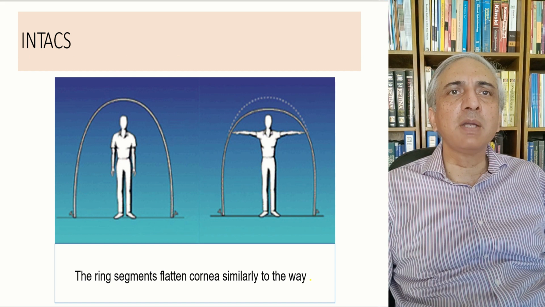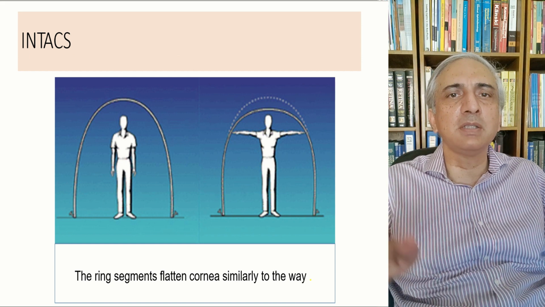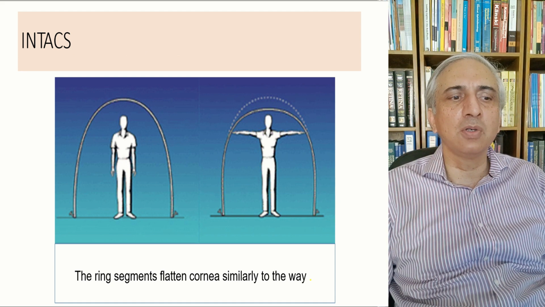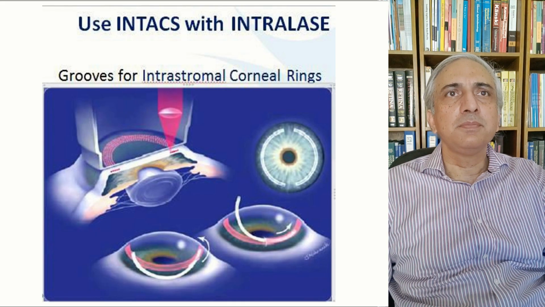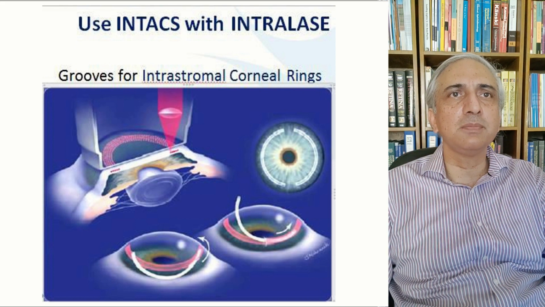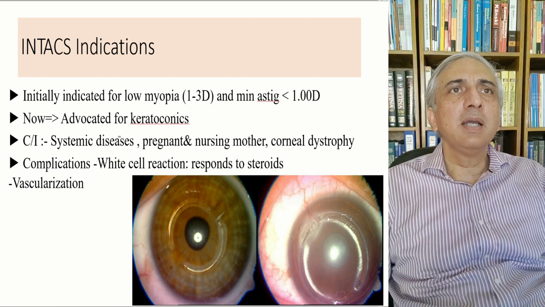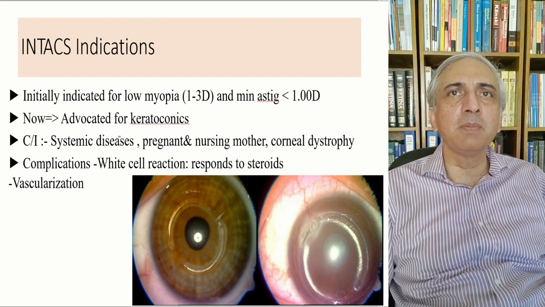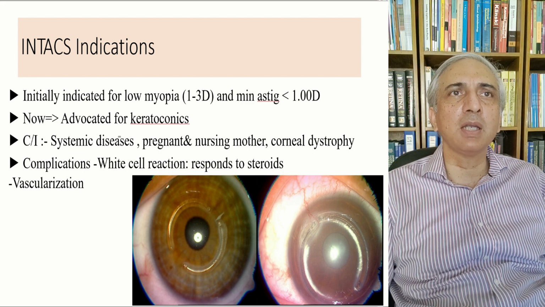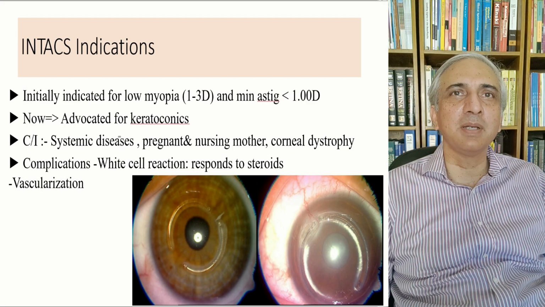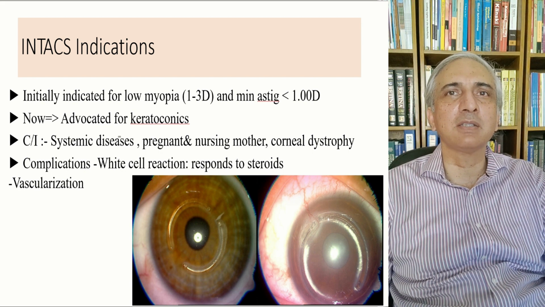So intacs, the ring segments, flatten the cornea in the way shown here. It is like somebody spreads his hand and pushes the curvature, and that produces flattening. Intacs with intralase grooves are used for intrastromal corneal rings. Intacs were initially indicated for low myopia, 1 to 3 diopters, and minimum astigmatism less than 1 diopter. Now they are advocated for keratoconus as well. Contraindications: systemic diseases, pregnant and nursing mothers, corneal dystrophy. Complications are white reaction, response to steroids, and vascularization.